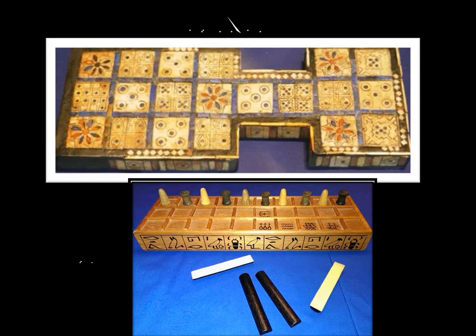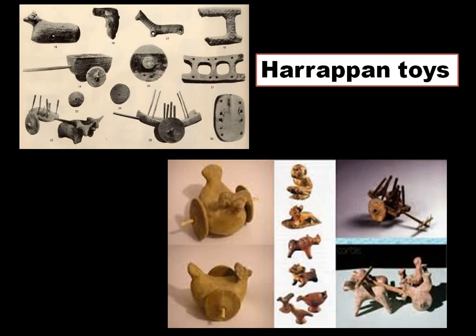In ancient China also there were many games. Similar games were popular in Mesopotamia and Harappan civilizations too. Many toys were found in the excavations of Harappan sites. They include whirls, whistles, rattles, bullock carts, animals and birds on wheels, etc.